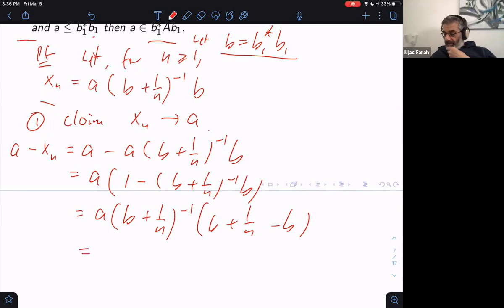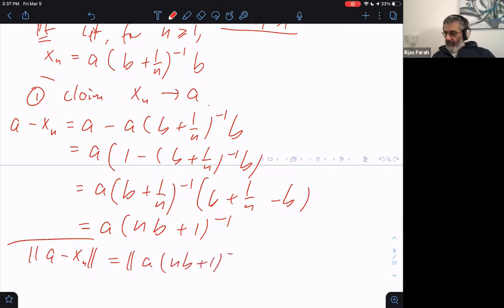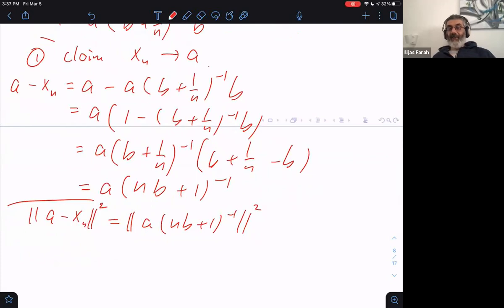When I multiply that and just see what's going on, what I get is A times the inverse of nB plus 1. Now, what we want to prove is that this converges to 0 in norm. So the norm of A minus Xn is the norm of this here. Now, how do you estimate the norm of this? Well, I don't know, but I know how to estimate the square of the norm of that. And that's really what matters.